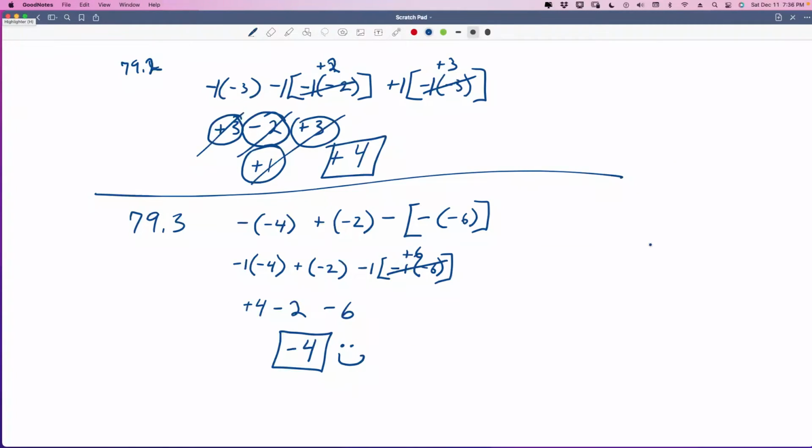All right, we have one more. Let's clear the page and get some more practice in. So 79.4. We have this right here.